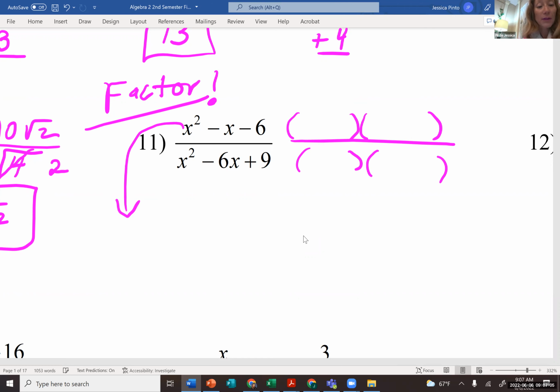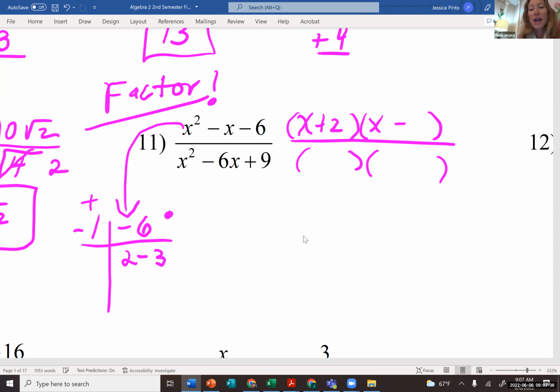So for the top, in my t-chart, the thoughts that I'm thinking are: what two numbers need to multiply to negative 6 and then add to negative 1? Well, it would be 2 and 3. 2 times 3 is 6. These numbers are 1 unit apart. The 3 needs to be negative so that when I add them together, I get negative 1. So this factors to x plus 2, x minus 3.